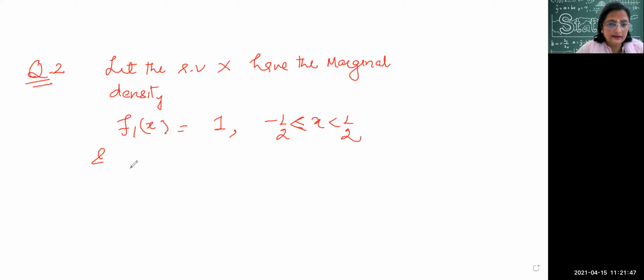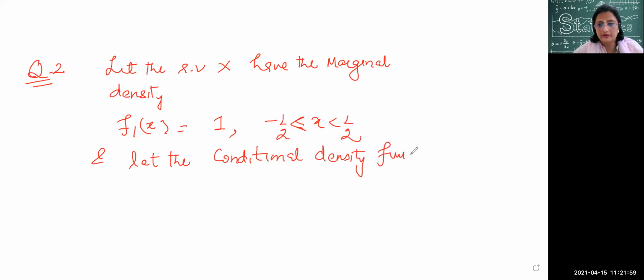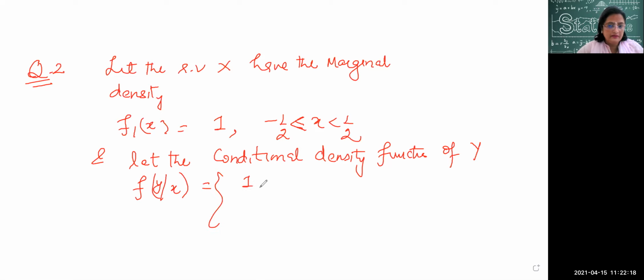And let the conditional density function be of y. It means conditional density, matlab y is dependent upon x. So f of y is not given. We have given f of y given x. How is it spoken? F of y given x, right? So this is equal to 1. दो वैल्यूज आएंगे इसमें क्योंकि y डिपेंडेंट है.